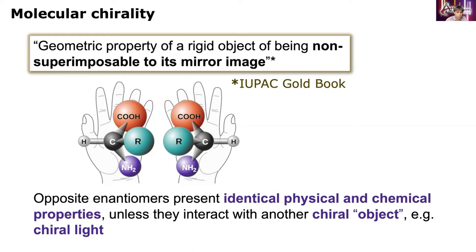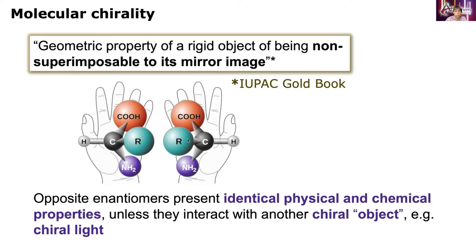And one of the many reasons that chirality is so important is that most biomolecules are chiral. And therefore, for instance, you can have a molecule that is a very effective medicine whose mirror image is poisonous. So being able to distinguish between these opposite molecular enantiomers is very important. And one way of doing this is using light. We can use light as a tool for chiral recognition.